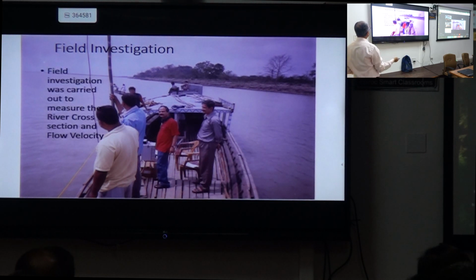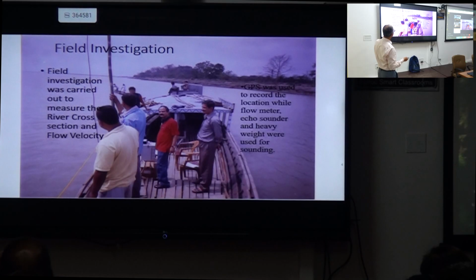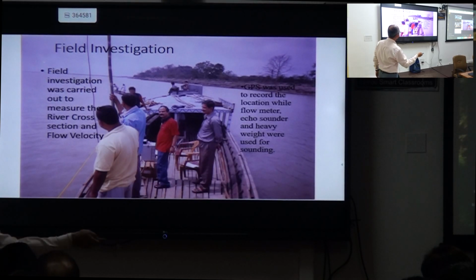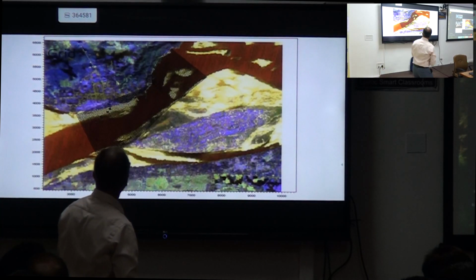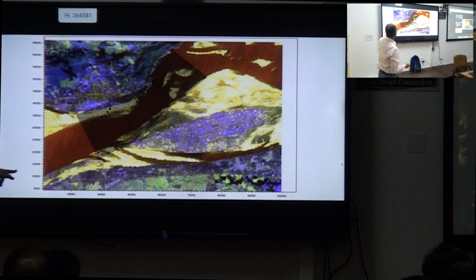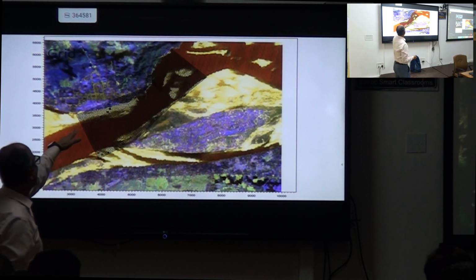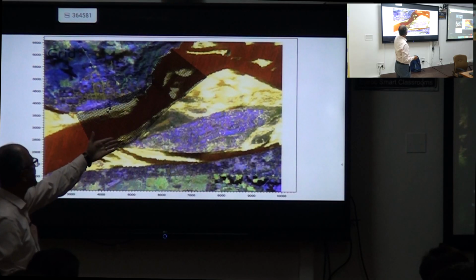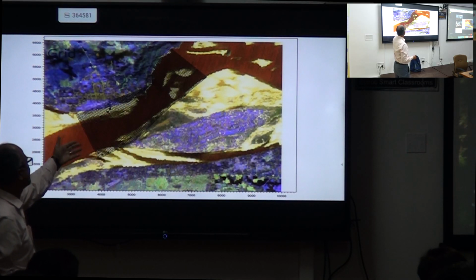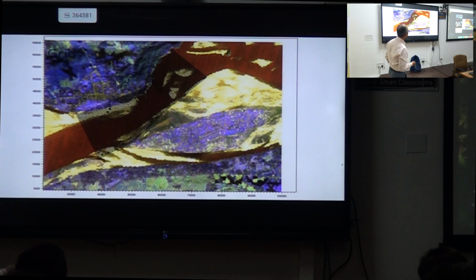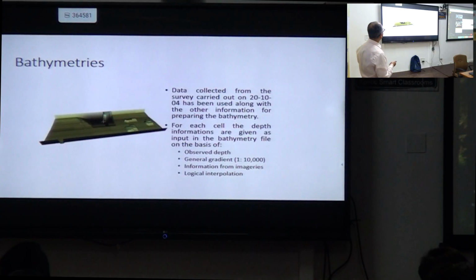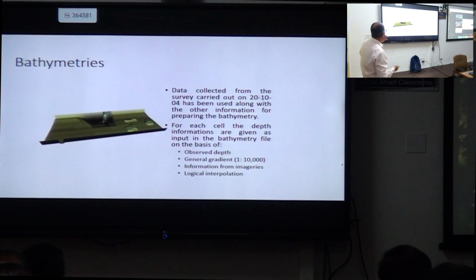So that bathymetry, when we got it, that was done in October month, and then finally when we got all these points, and then of course from the satellite data again we were finding where the sandbars are. So accordingly we got the elevations, and this way we could make the bathymetry of the river. Bathymetry means the shape of the river. And then using that we ran our model.